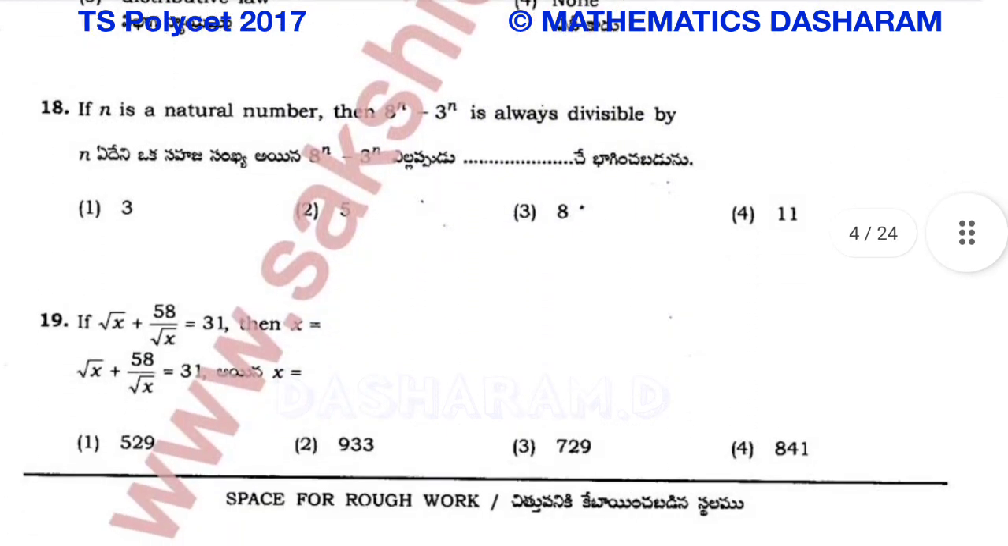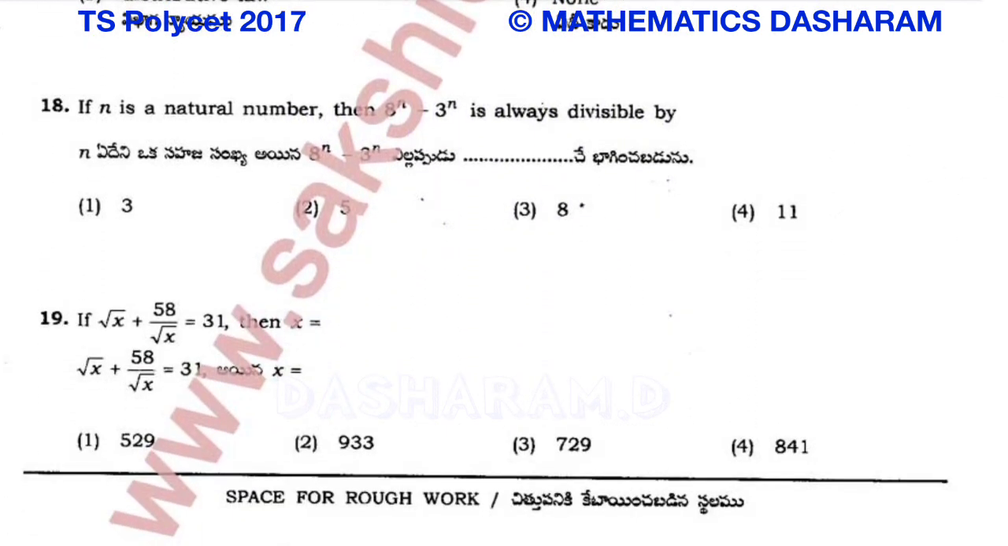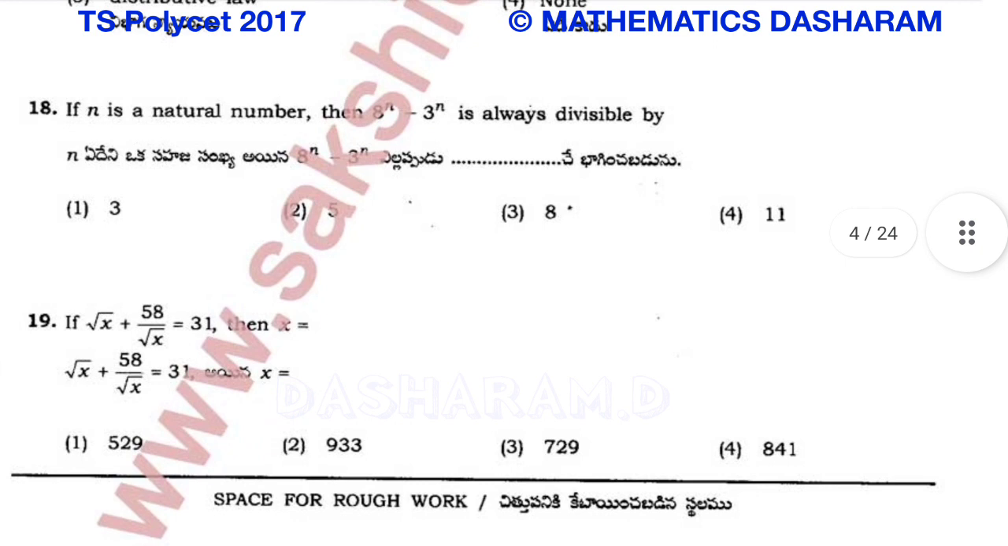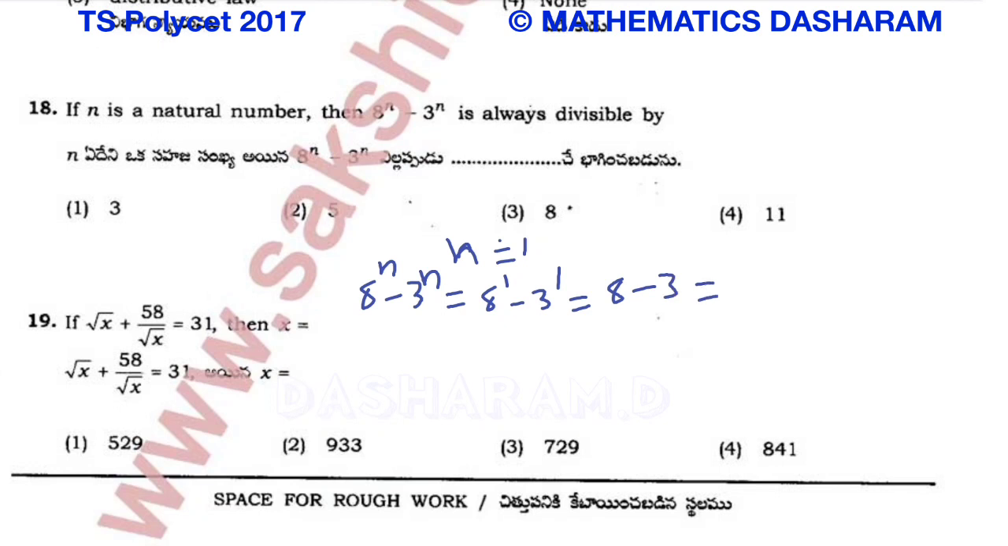Next, the 18th question. If n is a natural number, then 8 to the power of n minus 3 to the power of n is always divisible by. So n is a natural number, so let n equal 1. Then 8 to the power of n minus 3 to the power of n equals 8 to the power of 1 minus 3 to the power of 1. 8 minus 3 is equal to 5. So 5 is always divisible by 5 itself.